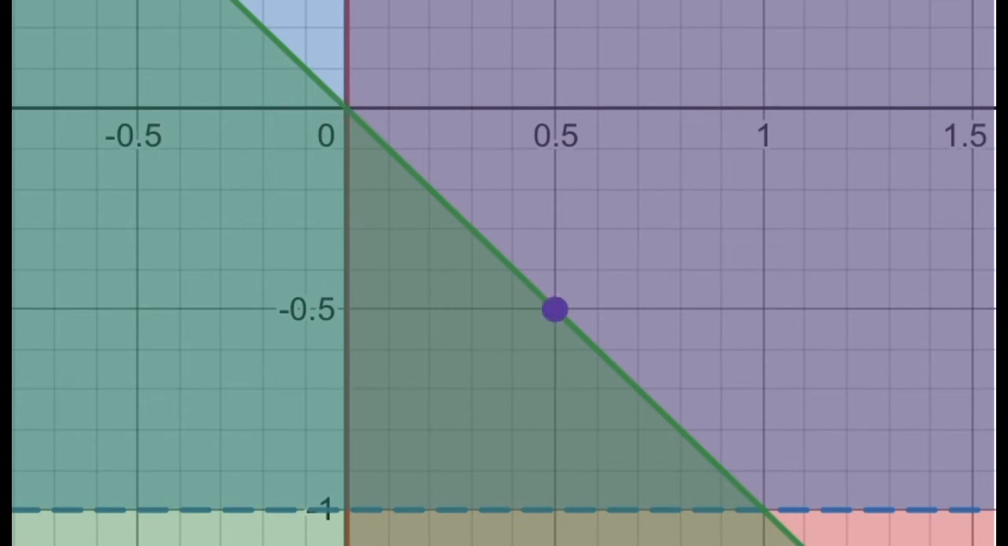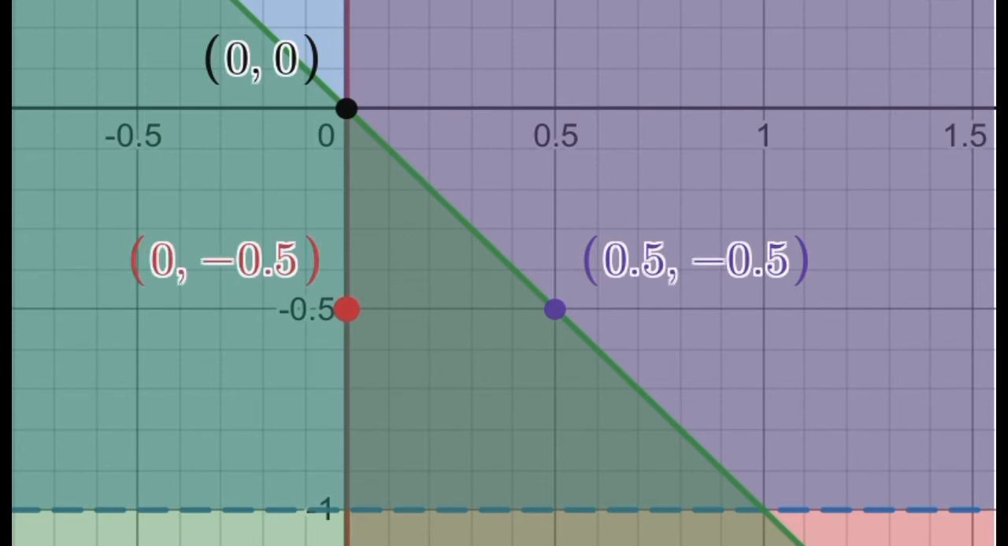Okay, I'm going to draw another point. Let me label the first one first. This one satisfies the shaded region. Maybe I give you 0 and then 0. The origin also satisfies, the black point, right? It satisfies the shaded region. And if I give you 0 and -0.5, the red point, it also satisfies the shaded region.